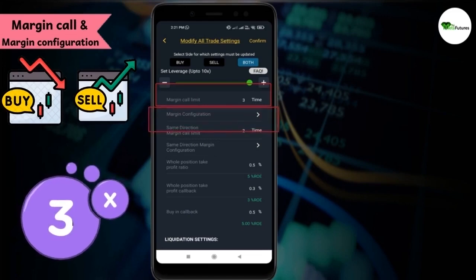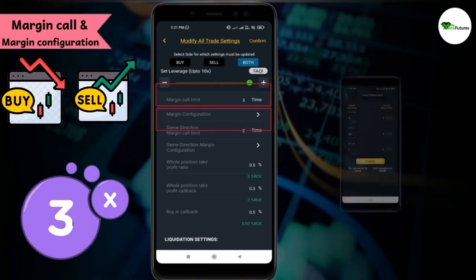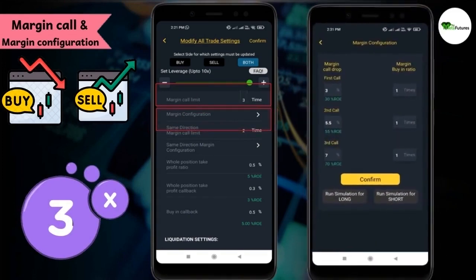To understand the margin call limit properly, let's talk about margin configuration. Friends, as much value as you enter here, the same number of calls will be displayed in margin configuration.